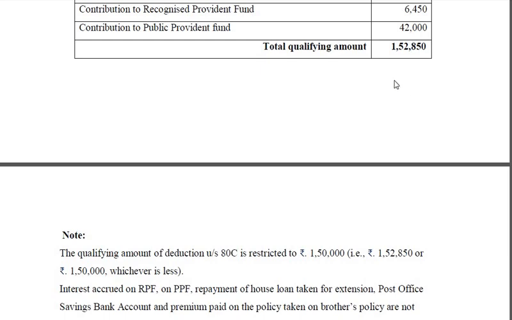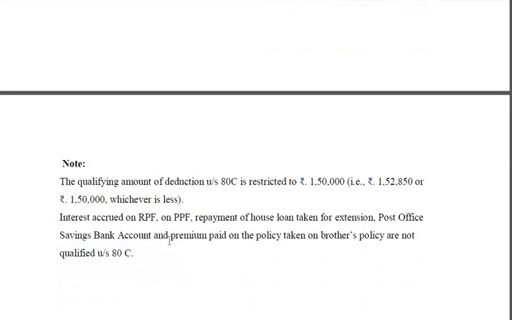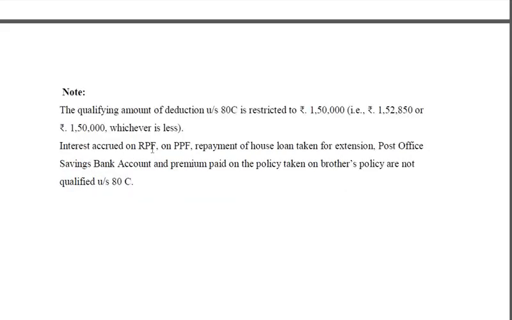The total qualifying amount is 1,52,850. But remember, the maximum deduction available under 80C is 1,50,000. Therefore, only 1,50,000 is to be taken. So the qualifying amount of deduction under 80C is restricted to 1,50,000. That is 1,52,850 or 1,50,000, whichever is less. Further, interest accrued on recognized provident fund and PPF, repayment of housing loan taken for extension, post office savings bank account, and premium paid on brother's policy are not qualified under section 80C.